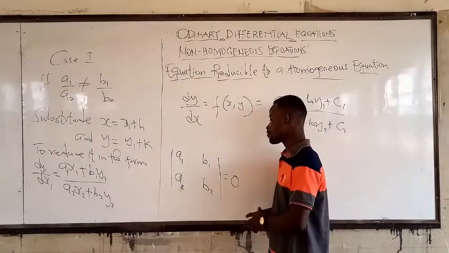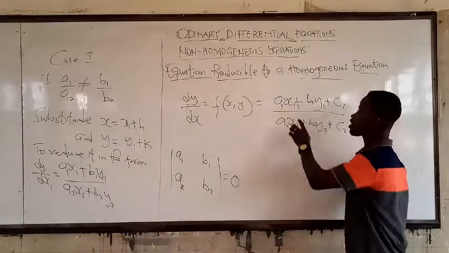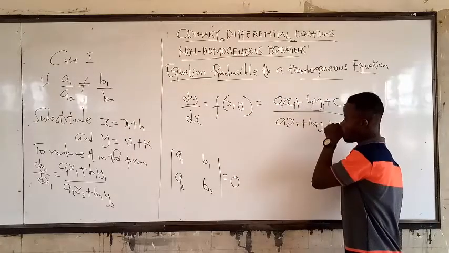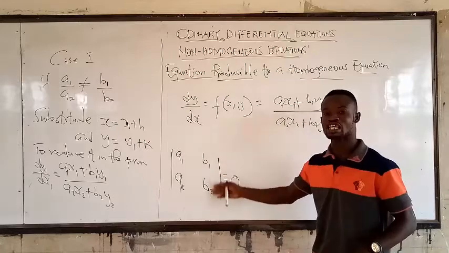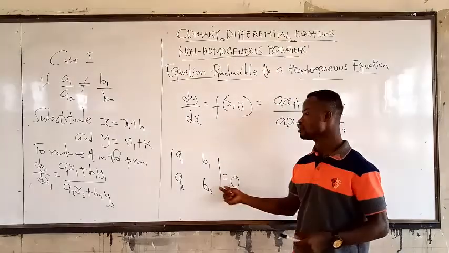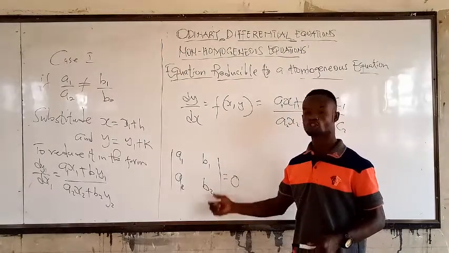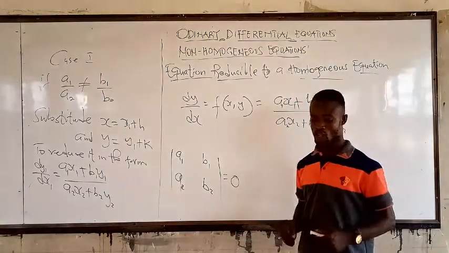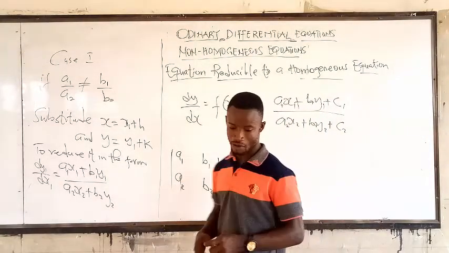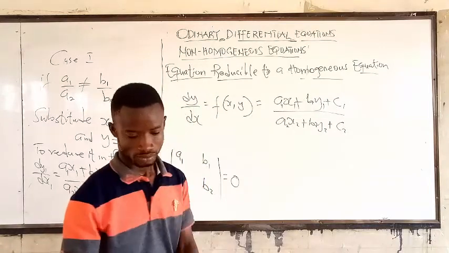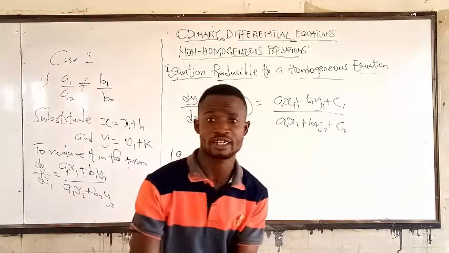And after that, we are going to use the coefficient of this and this. Then you find the determinant of it. And when you find the determinant of it, you should be getting 0. Alright. So that is what we have for the case 1. Let's go to case 2.